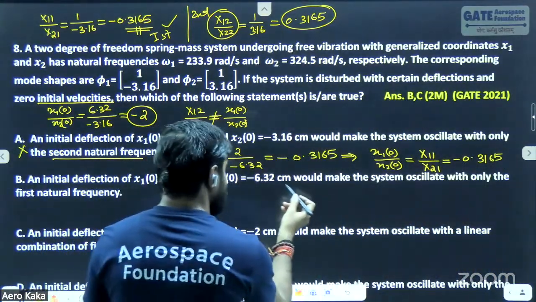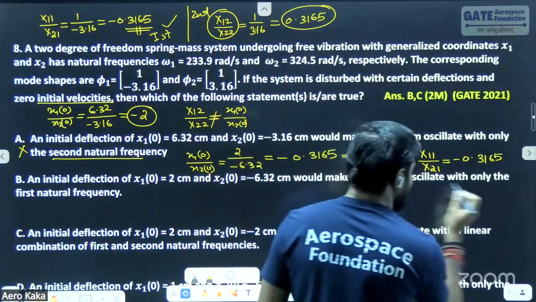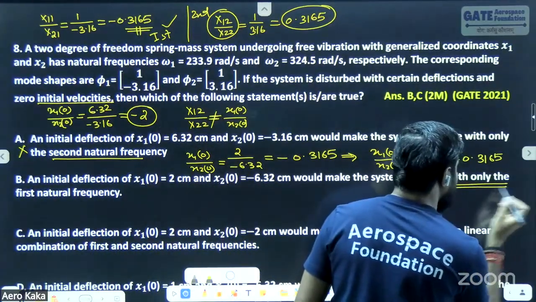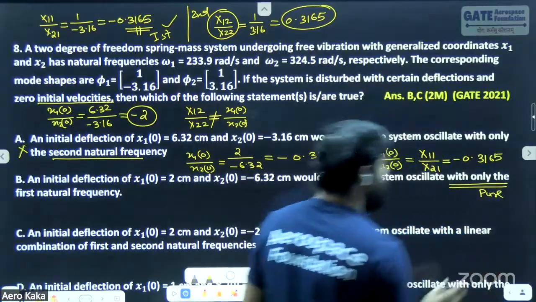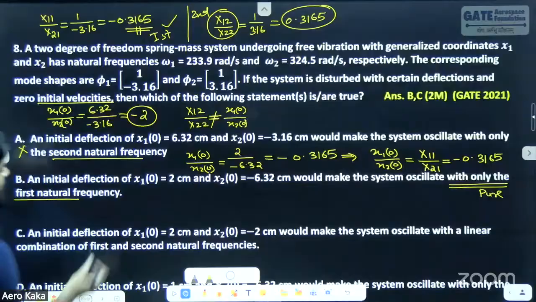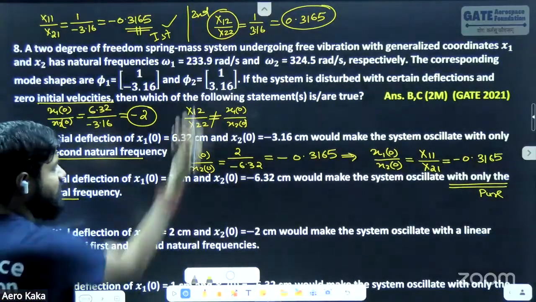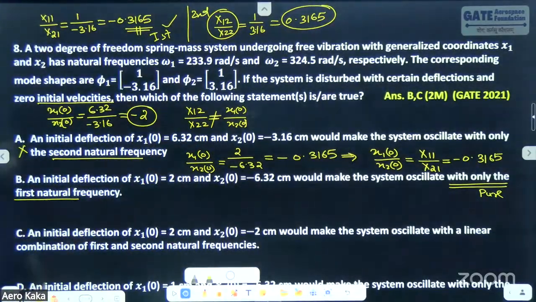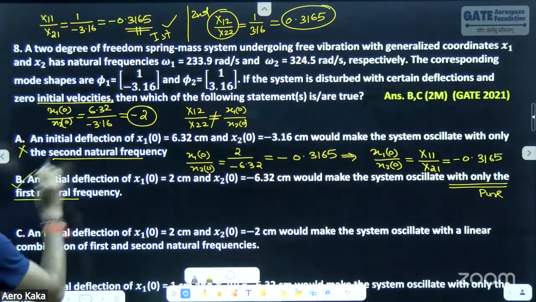Yes. The centimeter will make the system oscillate with only, means what, pure. So are they vibrating in the pure mode or not? Yes, with the first natural frequency. How to identify with the first or second? Take their ratios or compare their ratios only. It means that this option is correct.